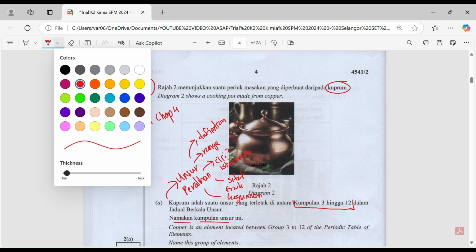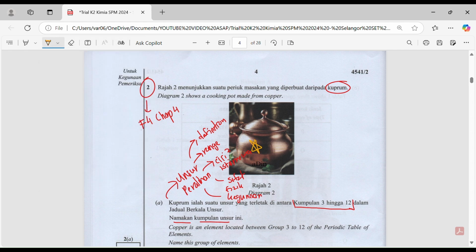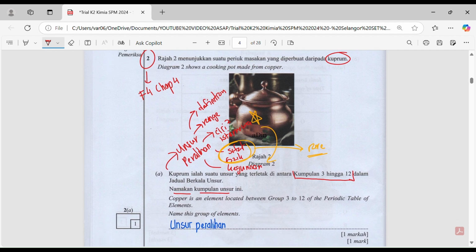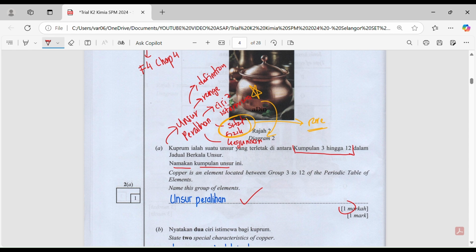Right? So out of these 5, basically, ciri-ciri istimewa is very, very famous. If they ask unsur peralihan, for sure they will ask the ciri-ciri istimewa as well. Diikuti dengan kegunaan. They might just ask the kegunaan as well. However, out of these 5, sifat fizik is the one that they rarely ask. They don't often ask the sifat fizik, but that doesn't mean you should not know it. It's very rare, not that often. Alright, getting back to the question. Namakan kumpulan unsur ini, simple enough, unsur peralihan. Right, easy 1 mark there.